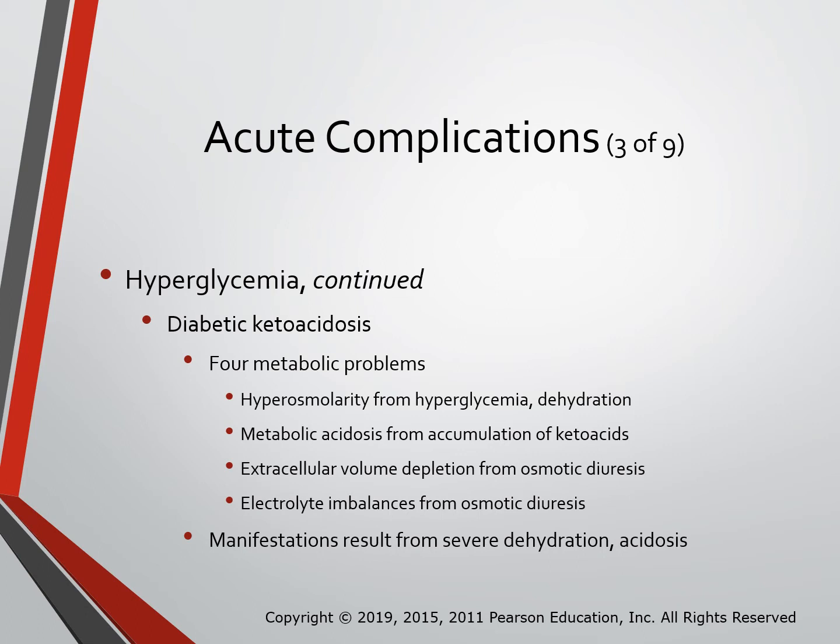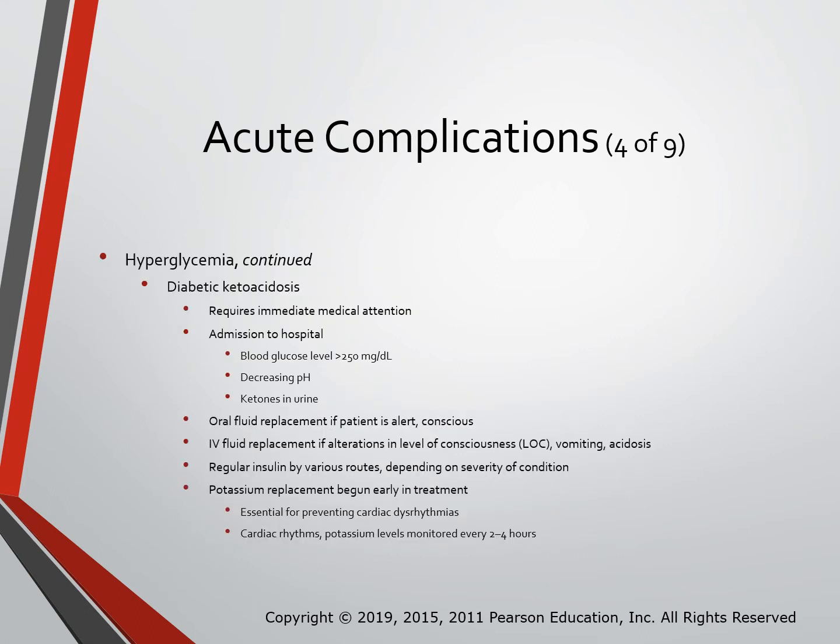Alterations in level of consciousness, vomiting, and acidosis are common, necessitating IV fluid replacement. So you may see normal saline, which is 0.9%, at a rate of 500 to 1,000 milliliters an hour. Rapid infusion, because we've got to get some fluids back into the patient. But you have to be careful, make sure they're not a heart patient, or they'll go into congestive heart failure too with that high rate.